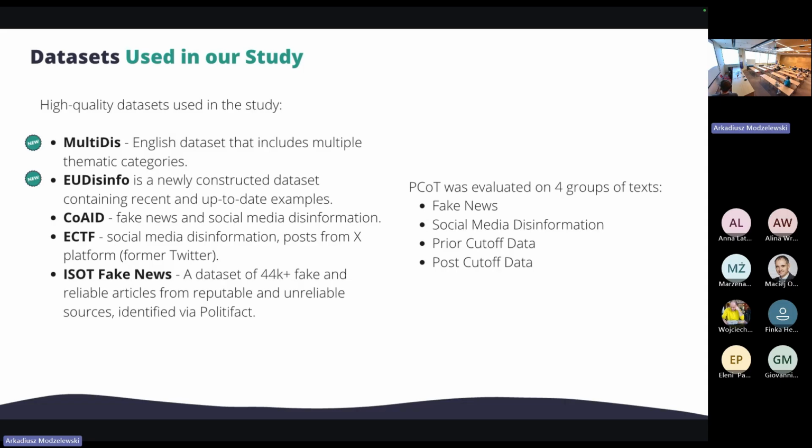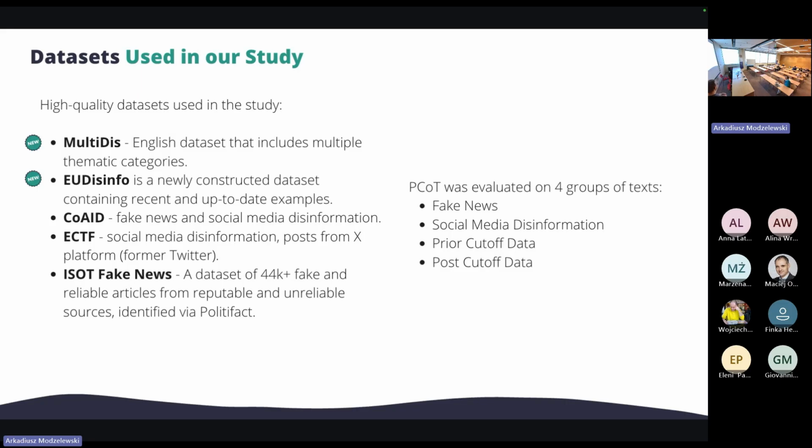So PCOT was evaluated on different datasets. 3 of them were already published and highly cited datasets like COAIT or ISOT fake news. And 2 of the datasets were published together with this paper, inspired by work which I previously mentioned from EMNLP 2023.